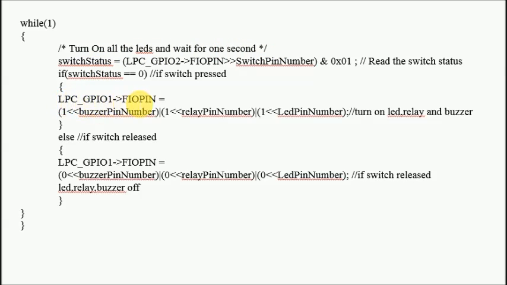Here we are writing to this part. It means that the direction is what we are doing. We are writing 1 to the buzzer pin number, we are writing 1 to the relay pin number, we are writing 1 to the LED pin number, and it is given to the input output pin status. So only these 3 pins will be affected after the execution of this instruction, and here the 1 1 1 is written to the particular pin numbers.